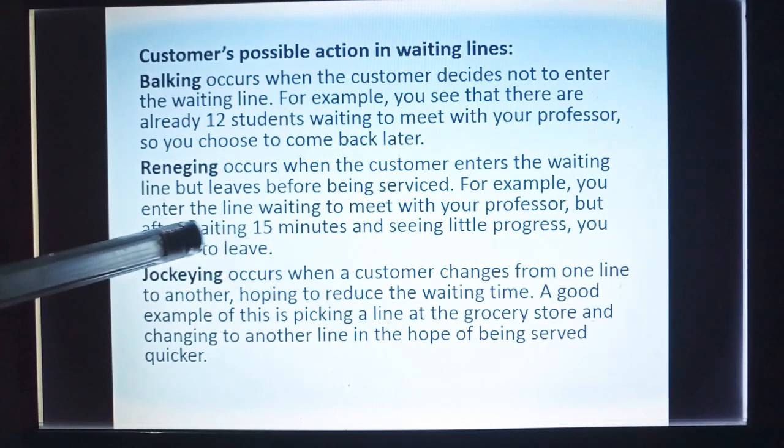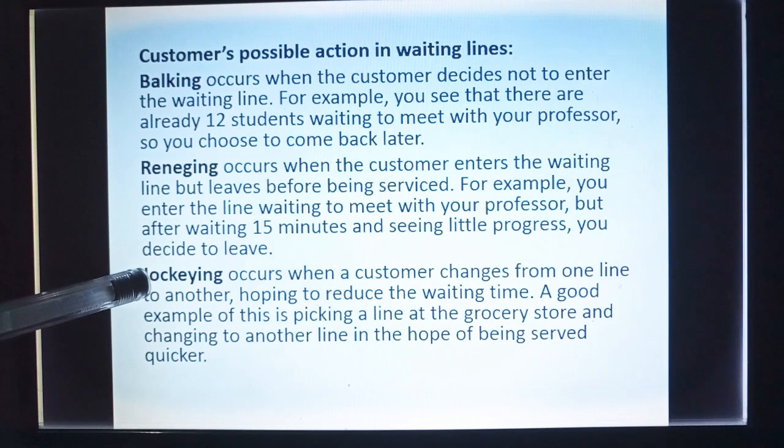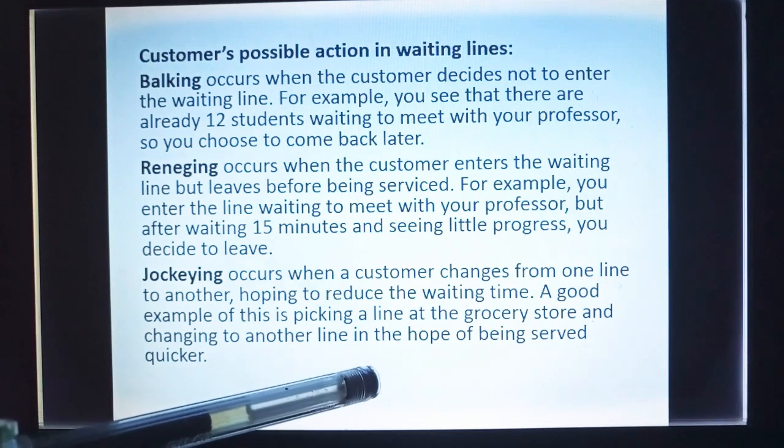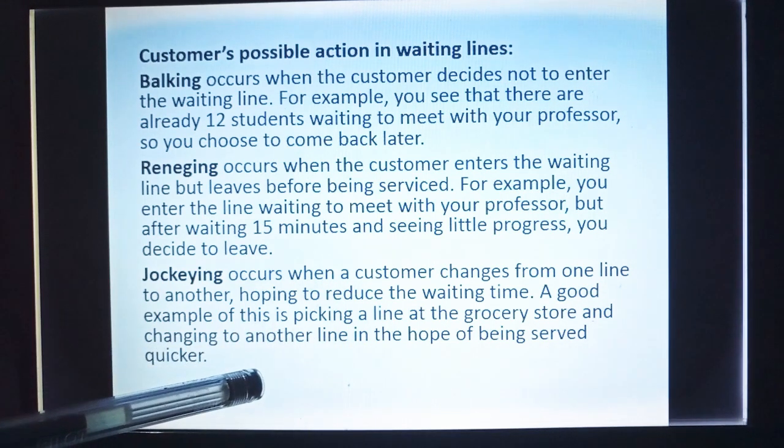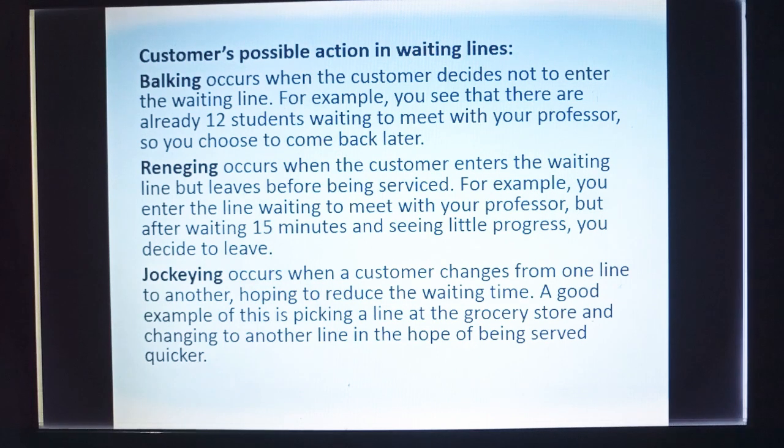Okay, next we have jockeying. It occurs when a customer changes from one line to another, hoping to reduce the waiting time. A good example of this is picking a line at the grocery store and changing to another line in the hope of being served quicker. So that is a very basic example. Jockeying usually occurs in, let's say, a supermarket. You see another waiting line that is shorter, so you move to the shorter line. That is what we call jockeying.